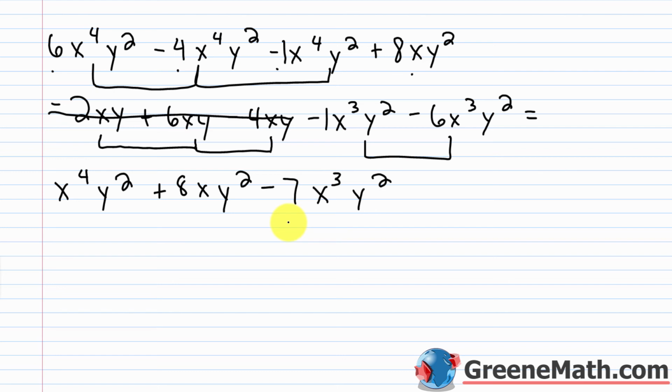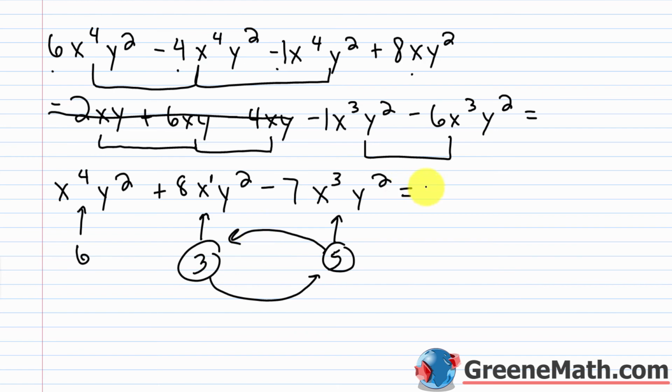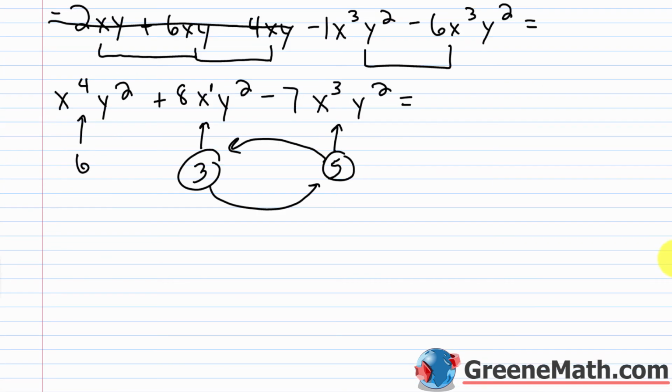Let's take a look. The degree for this term is 6. The degree for this term, remember you have a 1 here, is 3. And the degree for this term is 5. So these are not in descending order, right? This needs to get switched with this, right? This needs to go here. So to write this in standard form, I would have x to the fourth power y squared. Then I would have minus 7x cubed y squared. And then I would have plus 8xy squared. And once you get a little bit of practice with this, it becomes very, very easy.